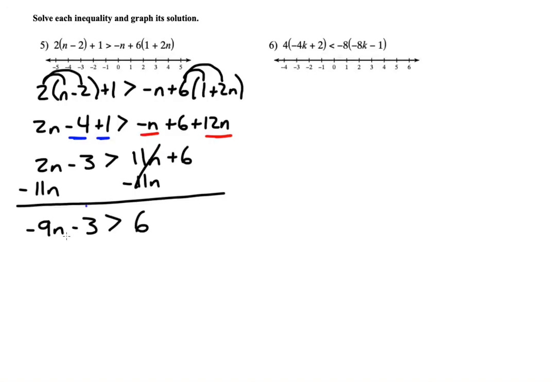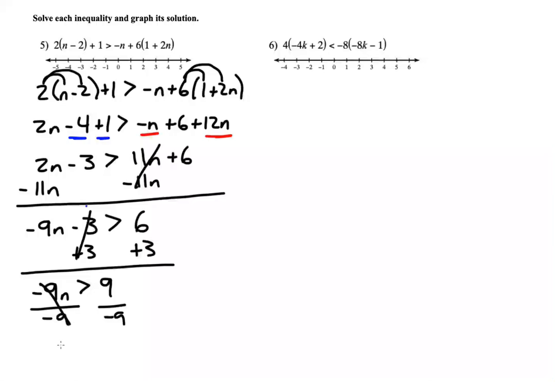So now that I have my variable, my letters, on the left side, I want my numbers on the right side, so I want to get rid of this minus 3. The opposite of minus 3 is plus 3. So if I add 3 to both sides, those cancel, and I'm left with negative 9n is greater than 9. I want to isolate my n, so the opposite of times negative 9 is divide by negative 9.